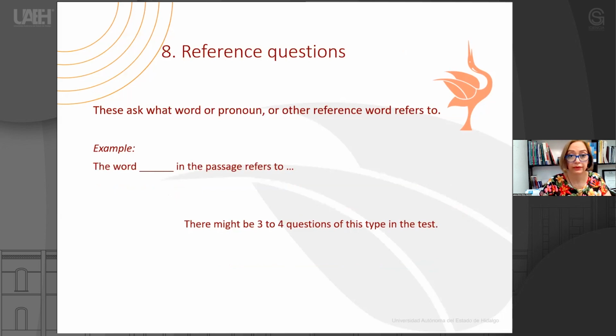And finally, reference questions. This asks what word or pronoun or other reference word refers to. For example, the word A in the passage refers to. Correction: there might be 3 to 4 questions of this type in the test.